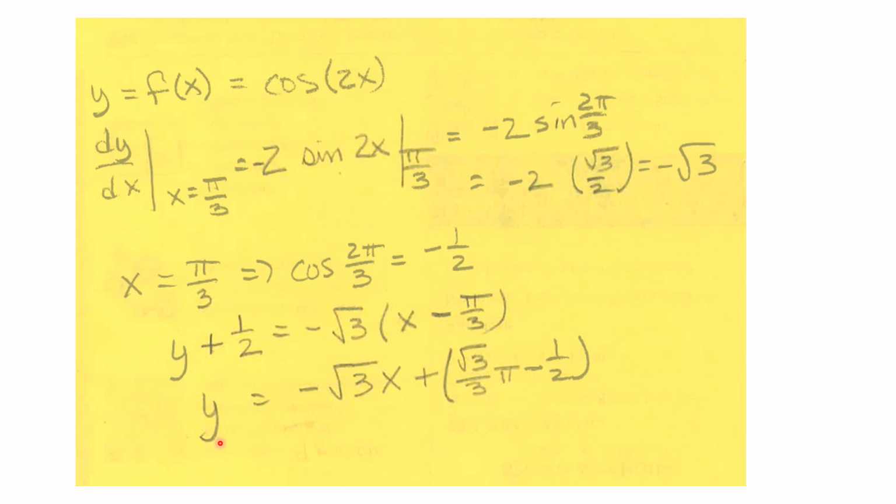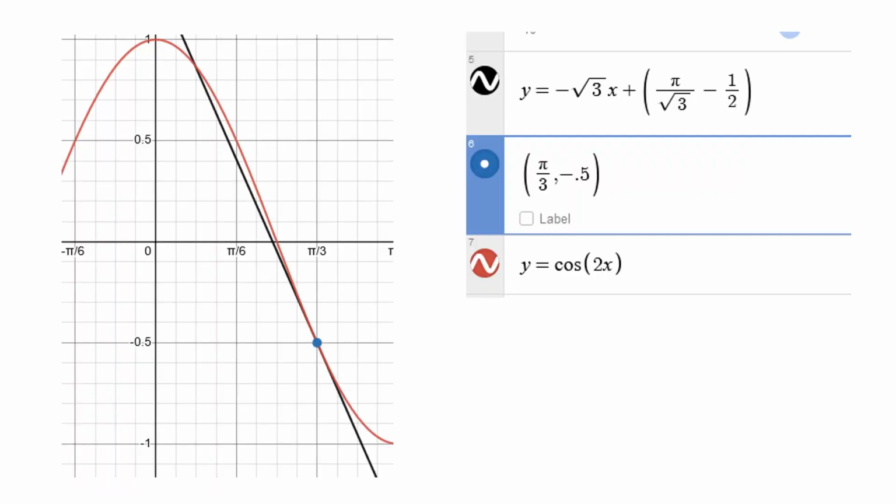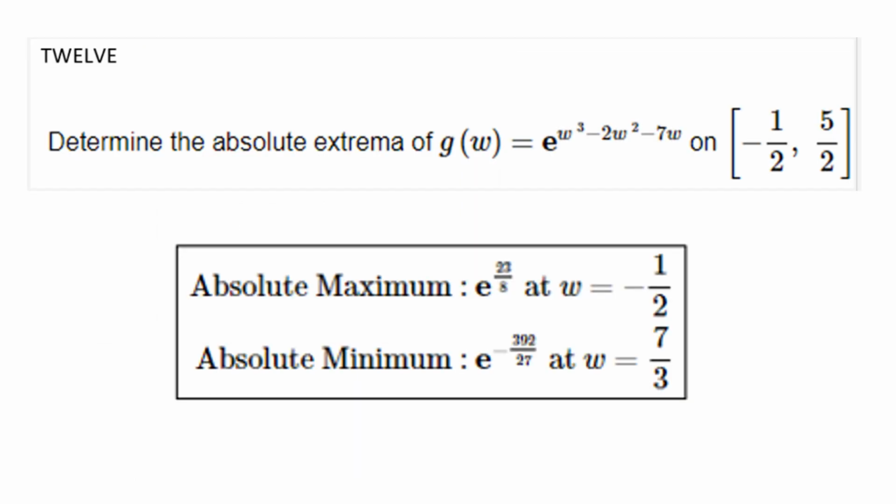And so the solution is going to be y is equal to negative square root of 3 times x, and this is the intercept, which is the square root of 3 over 3 pi minus 1/2. And here I'm showing you that, yes, graphically that certainly works the way we expect it to.